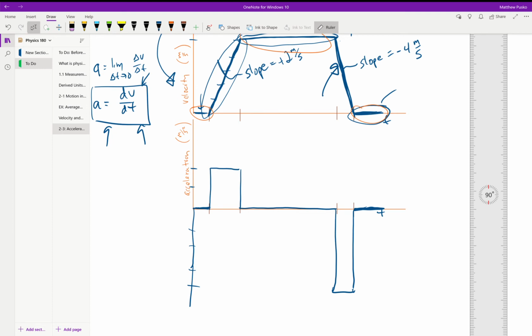What kind of sensations would you feel when you're in this elevator? Well, when it's pulling you up, it's going to make you feel heavier. You're going to feel squished.